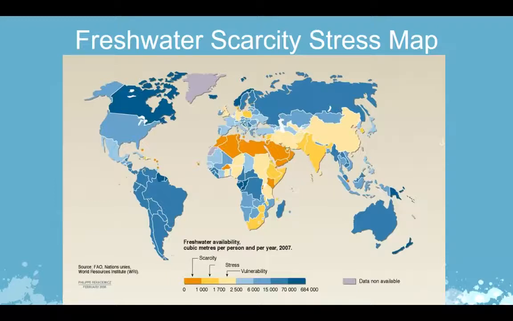So, on the left of that key, that's the color that we're really most concerned about. That's scarcity. Stress is as we get towards those lighter colors and towards vulnerability. If you look at much of the continent of Africa, it is under some sort of vulnerability, stress, or scarcity. We also look at countries with large populations in Southeast Asia. They're also threatened in terms of this water issue.